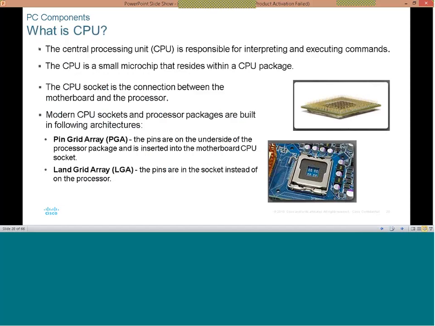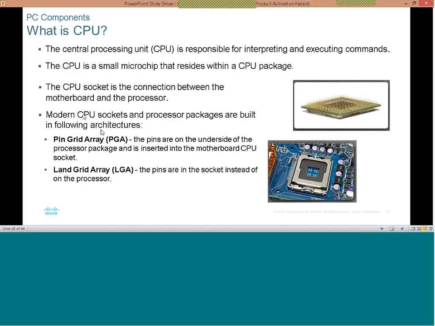So we have actually talked about the CPU, and here we have more information for the CPU. The CPU, like I said, is the central processing unit responsible for interacting and executing commands. The CPU is also a small microchip that resides within the CPU package. You can see a typical picture of the CPU here, and then this is the package here. This is a slot for the CPU.